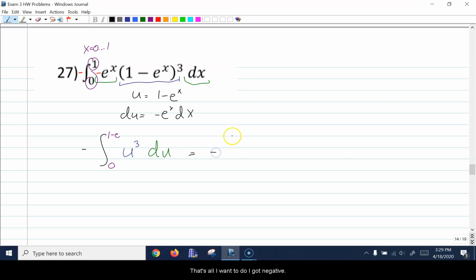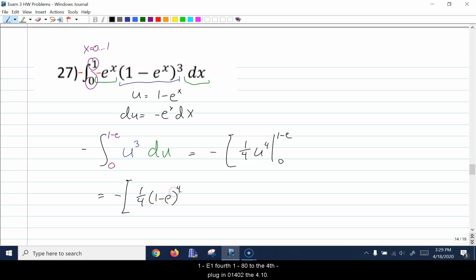I got negative. The integral of u to the 3rd is easy, 1/4 u to the 4. And now I need to evaluate that from 0 to 1 minus e. I got negative. Plug in 1 minus e, 1/4 times 1 minus e to the 4th, minus plug in 0, 1/4 times 0 to the 4th. That one's 0. I got negative 1/4 times 1 minus e to the 4th.